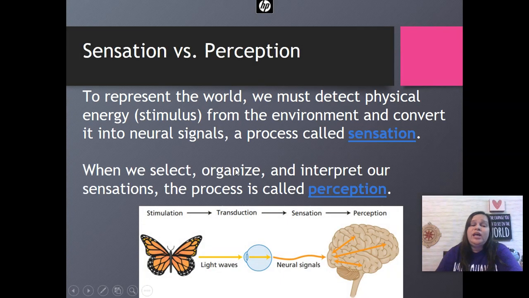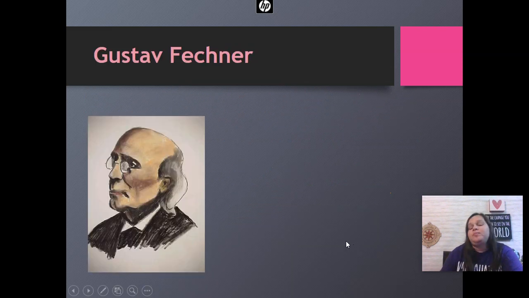So, the difference there again, sensation, we're representing the world. To represent the world, we have to detect a physical energy, some kind of stimulus in the environment, and then we have to convert it into something our brain can understand, into a neural signal. And that's actually called transduction. We'll get to that in a different video. All of that is sensation. And then once we have a sensation, we want to organize it and interpret it. And that is perception, which is happening constantly in our brain.